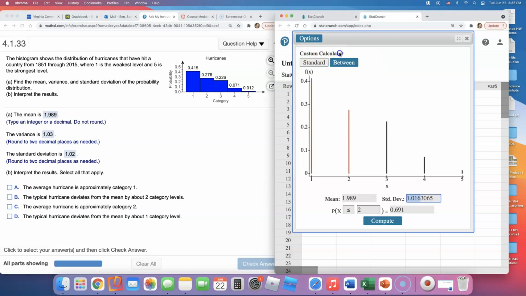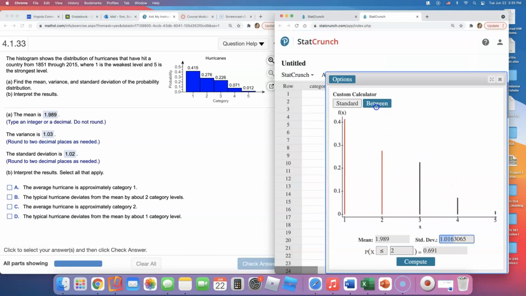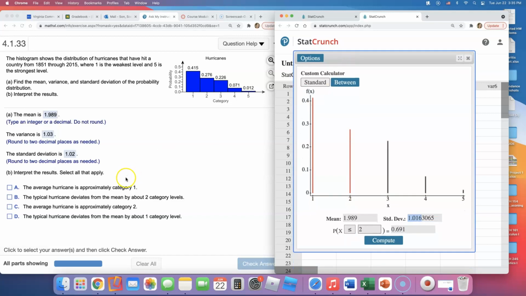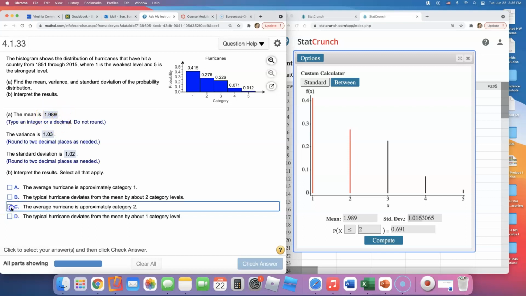I use the custom calculator, but you have to type those in first, okay? Interpret the results. The average hurricane is approximately category 1. No, you see the mean was about 2, right? So I would say the average hurricane is approximately category 2.